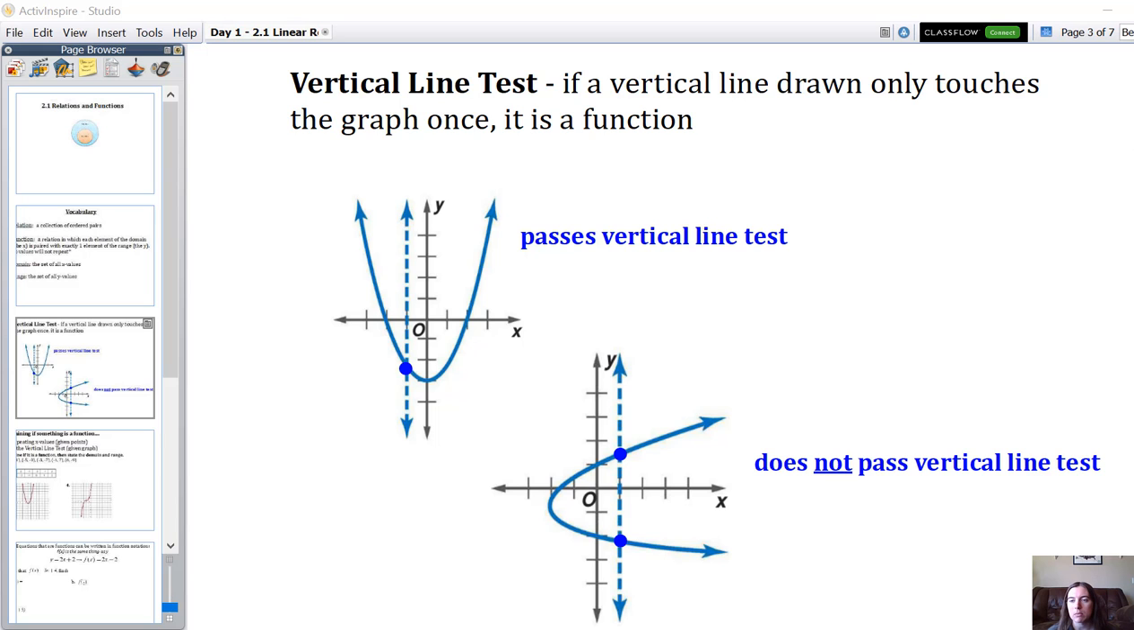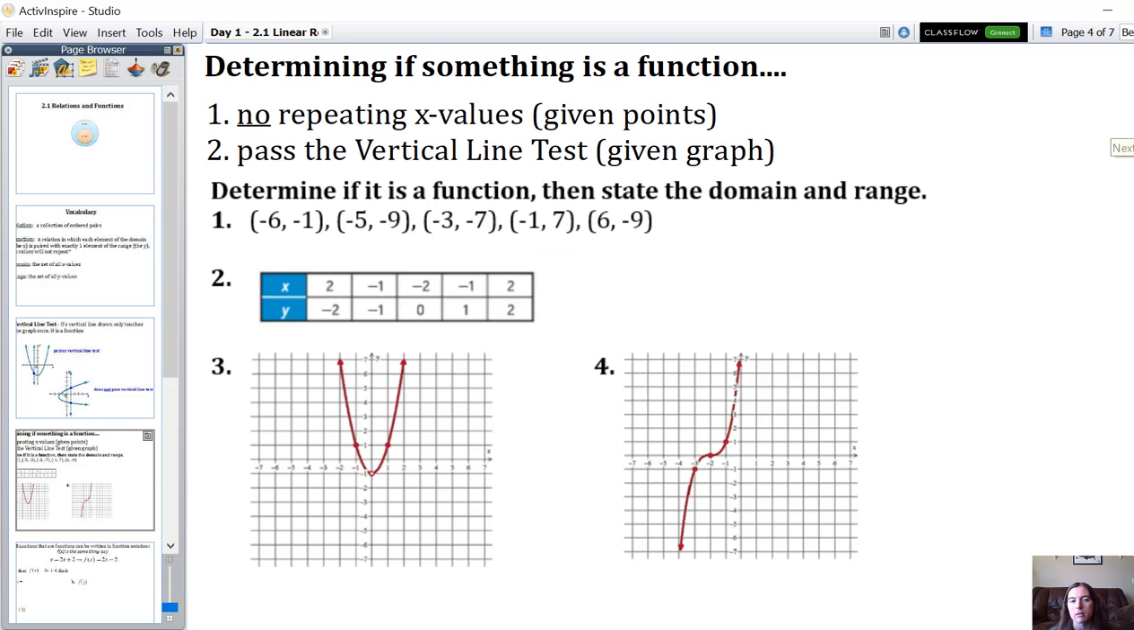Now let's look at some examples to see if they're functions and write some domains and ranges. If you're given points or a table, in order to figure out if you have a function, the thing we need to check is the x values. If we have any x values that are repeated, that means we do not have a function. If none of the x values are repeated, then we're good to go.